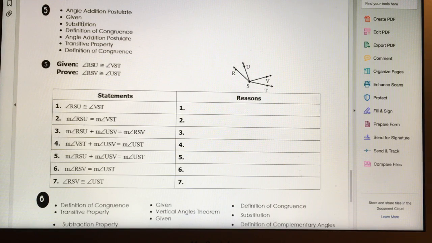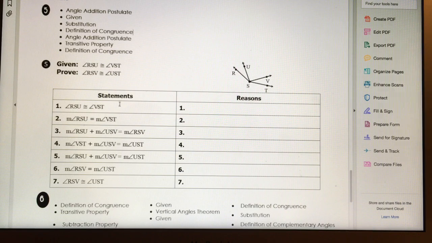So we know what given means. Substitution, we remember what substitution means. If you have an equation, you can replace part of that equation with something that's equal to that part of the equation. Definition of congruence, again, remember that allows us to go between things being congruent to their measures being equal. So congruent to equal, or equal to congruent. Angle addition postulate we just talked about. That's the same thing again. Part plus part equals whole for angles. Transitive property. Remember that's the one where if you have the first equals the second and the second equals the third, then you can go straight from first equals third. And then we have definition of congruence again. So we've got several in here that appear twice.